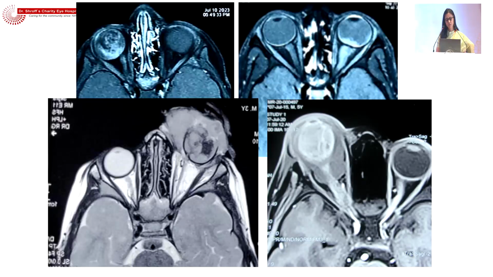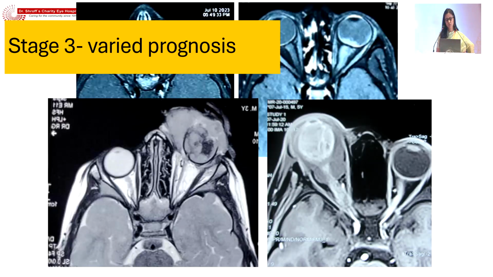For example, if we see the first two pictures, both are extraocular. But if you see the pattern of extraocular extension, in the first one the tumor seems to be predominantly anterior extraocular, whereas in the other one there is a diffuse involvement of the optic nerve reaching almost right till the chiasma. Both of them go into stage 3. However, we know that prognosis-wise, both are going to be way different, and the response to treatment is also going to be different. So it's a varied prognosis.